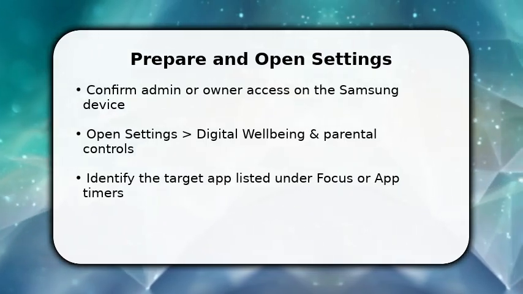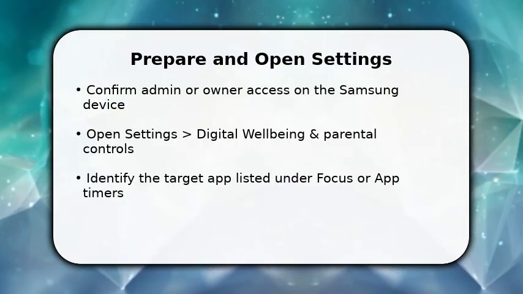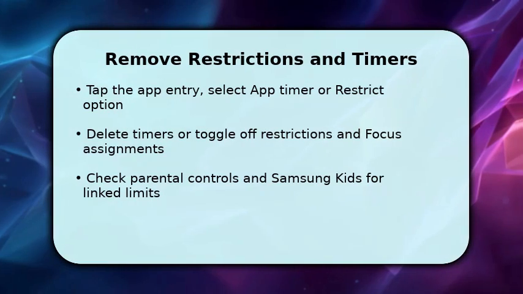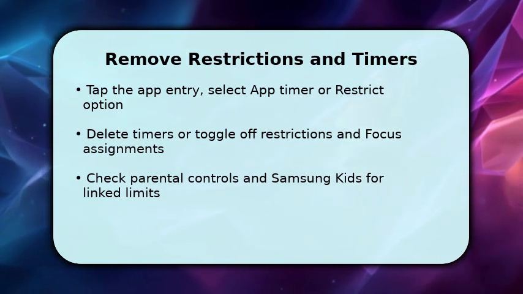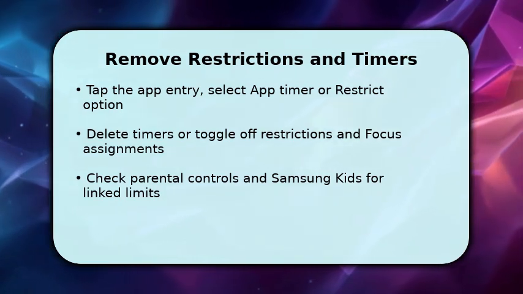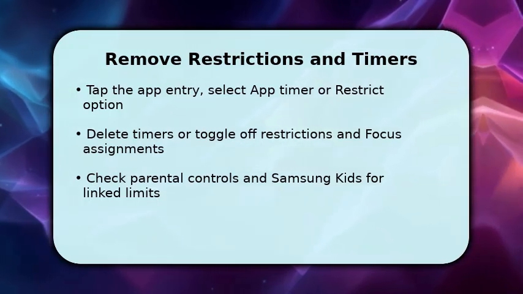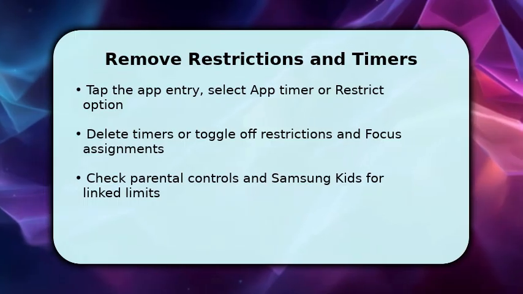Make sure Airplane or Do Not Disturb aren't hiding restrictions, because those can affect what you see next. You now remove constraints. Tap the app entry and choose App Timer or Restrict. Delete any active timers and toggle off restrictions or focus assignments. This frees the app from digital well-being limits.